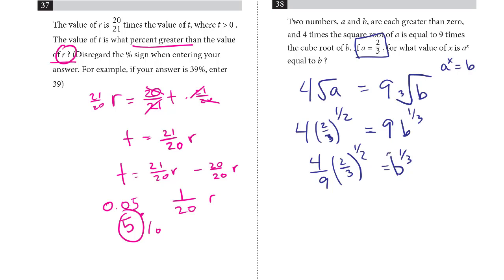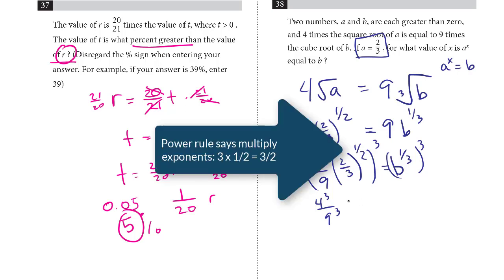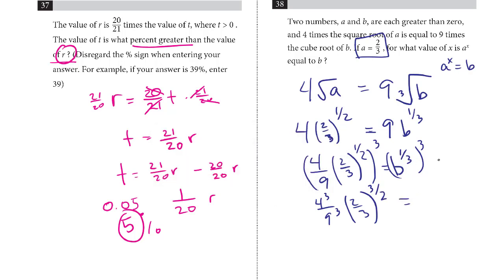Okay. Now I want to take both sides to the 3rd power. Now this is going to cube everything. So these are multiplied. That means it's 4 cubed over 9 cubed. And my 2/3 to the 1/2 becomes 2/3 to the 3/2 power. And that equals b to the 1/3 times 3. Power rule says I multiply the exponents, so that's b to the 1 or b. So that's the value of b.